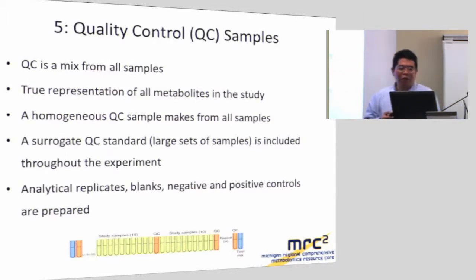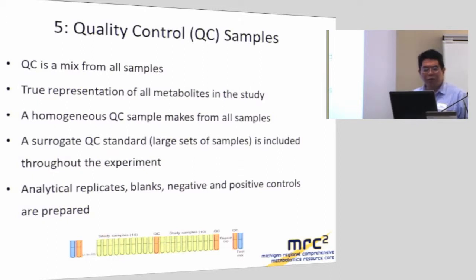Quality control is a very important concept. A quality control sample usually is a mixture of all your samples put together. So it has all the components you want to analyze in that particular QC sample. So it's a true representation of all the metabolites you study. If your project is 2 years long and you analyze thousands of samples, then we have to buy a QC for you, because you cannot combine 2 years of samples all together.